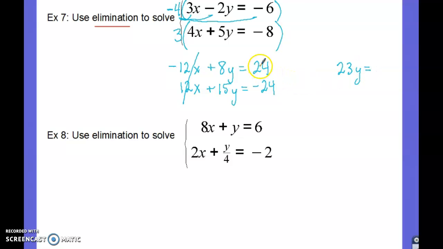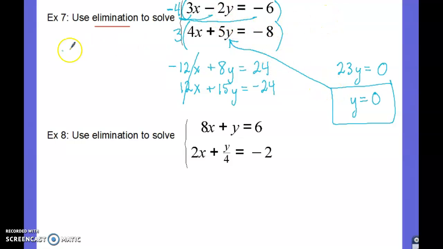Oh, but 24 plus negative 24 is 0, so if I divide that over, y must be 0. But you're still not done. Go to one of these two equations, and it doesn't matter which one. I'll just go to the bottom.